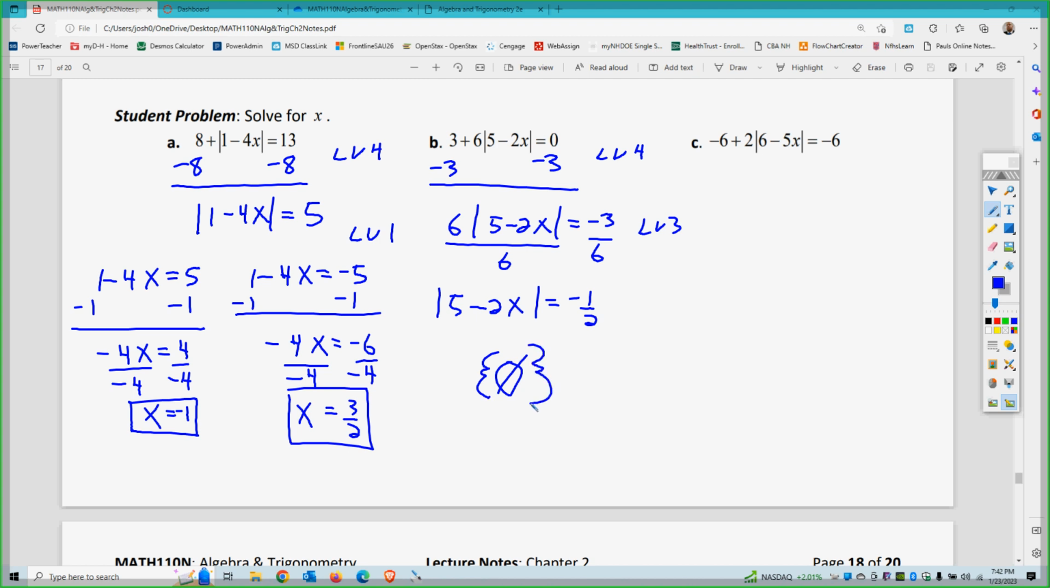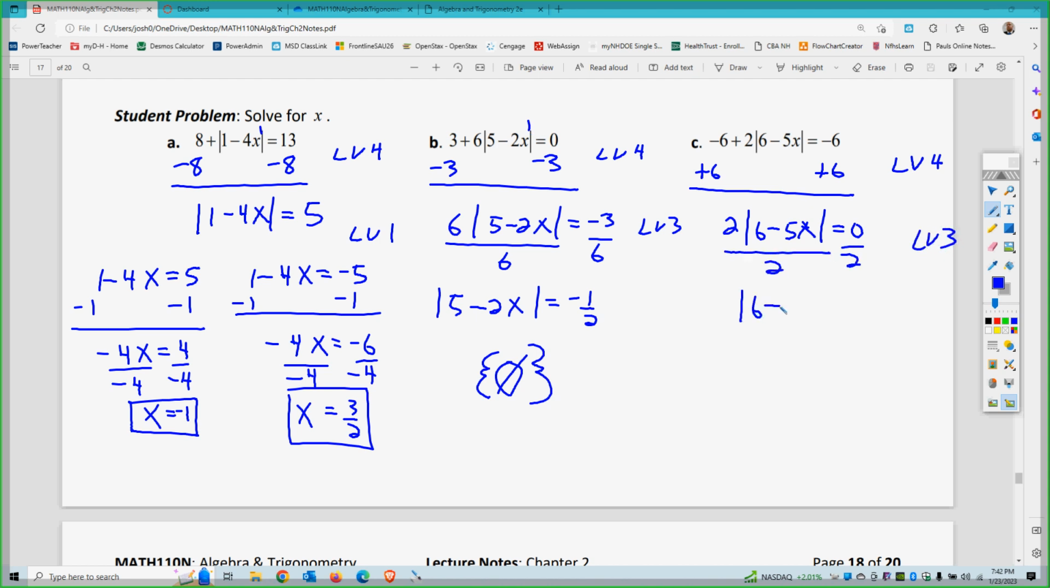Okay, last one, add 6, add 6. So 2 times |6 minus 5x| equals 0, right? So I did level 4. And again, all of these have a singular power of x, it's all x to the first power. So that's why I'm doing the isolation strategy. I'm going to divide by 2, which is level 3. So |6 minus 5x| is 0. There's no level 2, no exponents or radicals here. But there is a level 1 grouping symbol. But I only have to do equals 0 because positive 0 and negative 0 are the same thing.